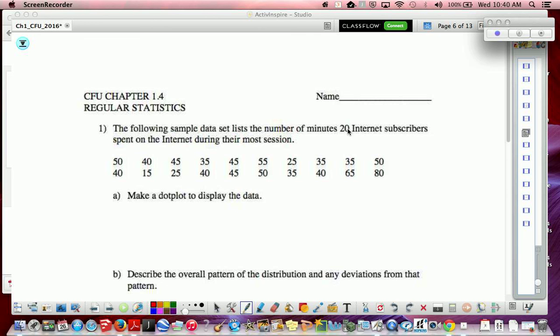Let's take a look at your CFU worksheet for chapter 1.4. My apologies on 1.3 if those of you looked at it. Here's finally where we start to look at the different graphs of quantitative data.